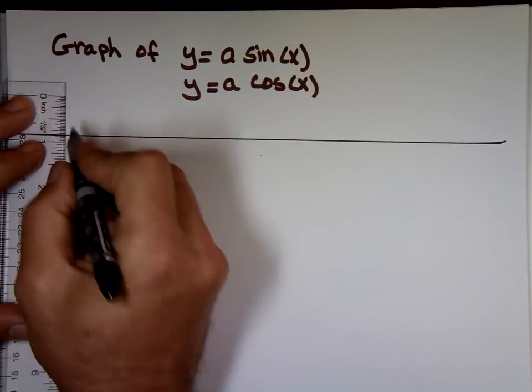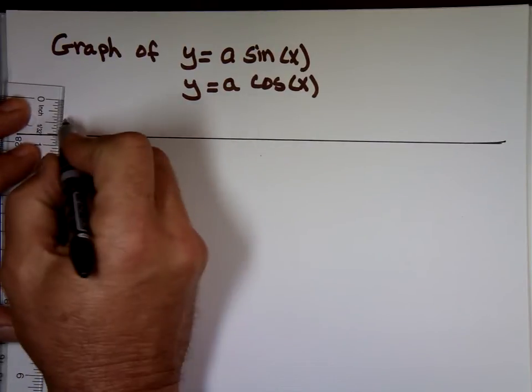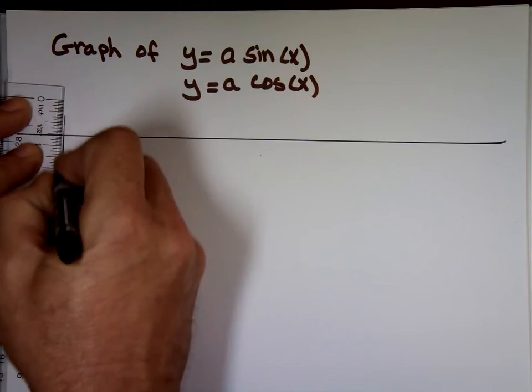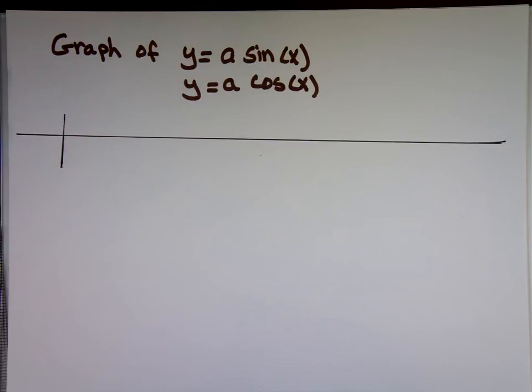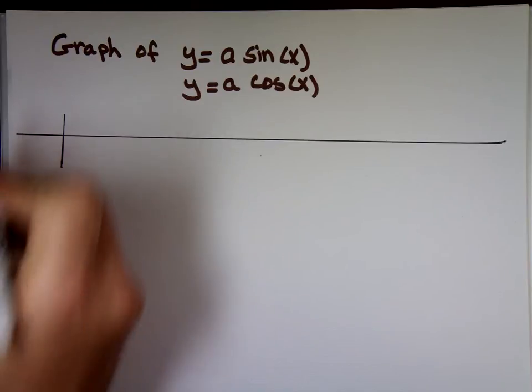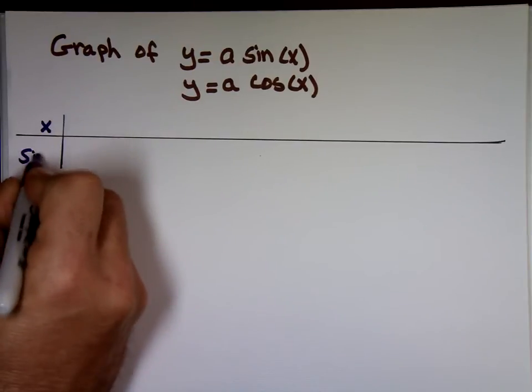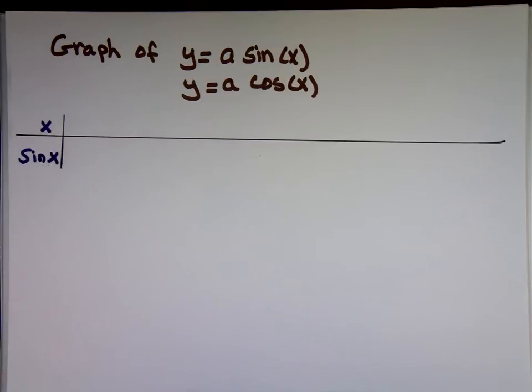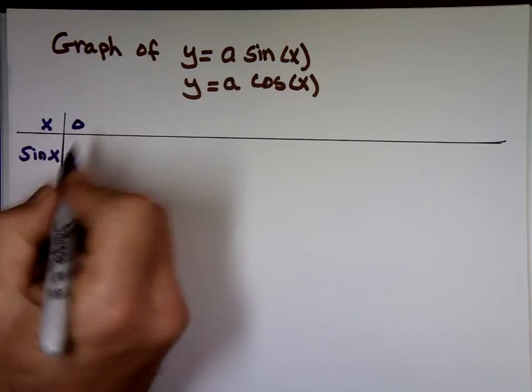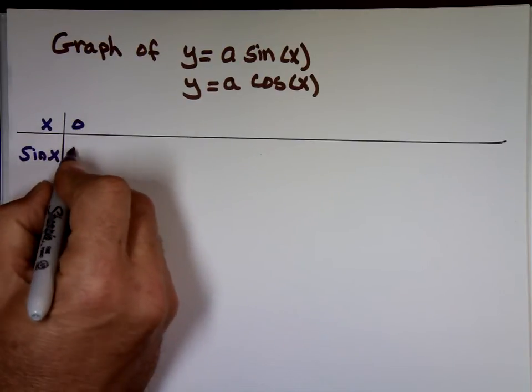So what we're going to do is pick values for x and see what the y value is. I can graph them in radians or in degrees, but I'll make it easy on you. I'll do them in degrees for now, then I'll switch to radians. So we'll use x here and sine of x. Let's start with 0 degrees. Sine of 0 is 0.